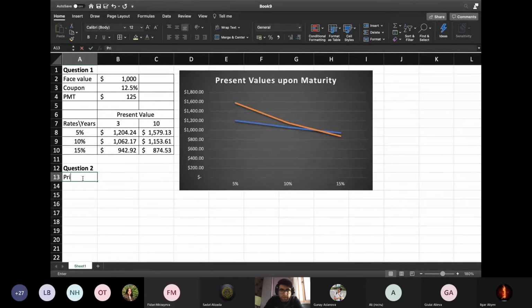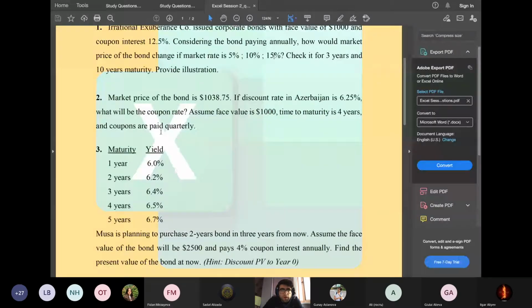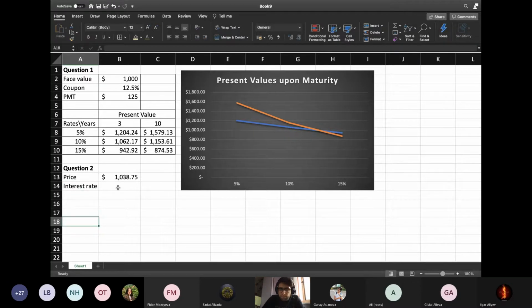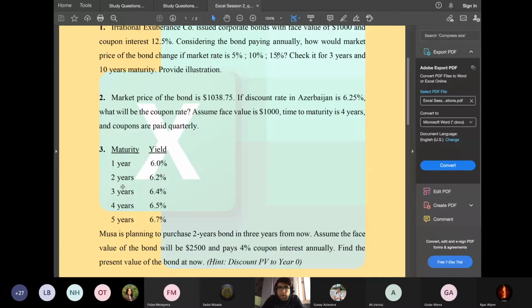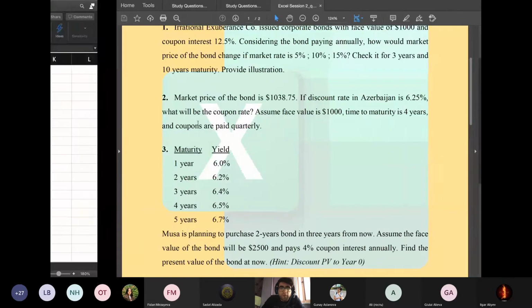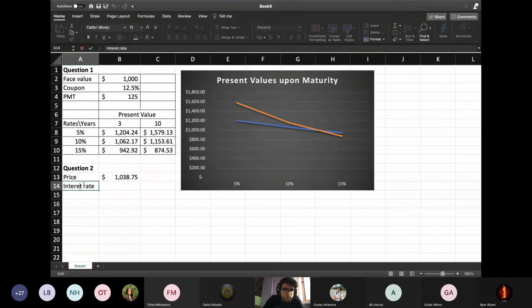We have price of the bond, $1,038.75. We have interest rate, 6.25%, but this is annual interest rate, annual discount rate. The bond is paying quarterly, so we have to divide it by 4. It should also be the discount rate.